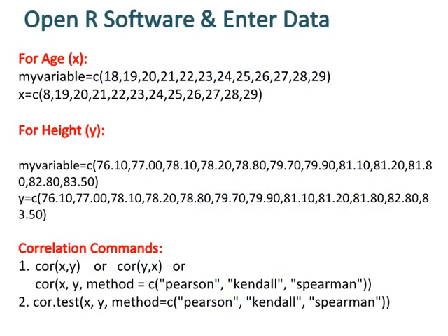For running correlation analysis, you have to write commands to get the value of correlation between X and Y, or correlation between Y and X, or correlation between X and Y by specifying the method. Last but not least, you will also run the correlation test command based on Pearson's product moment correlation, also calculating the t-test with 2 degrees of freedom.